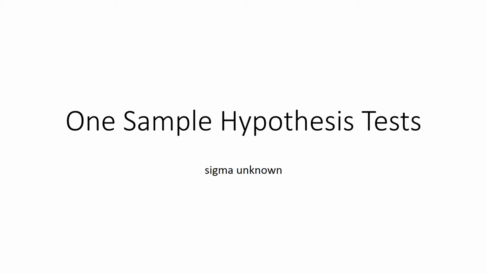I'm going to explain three examples of hypothesis tests. One example uses a two-tailed test. A second example uses a one-tailed test that rejects in the lower tail, and a third example uses a one-tailed test rejecting in the upper tail.